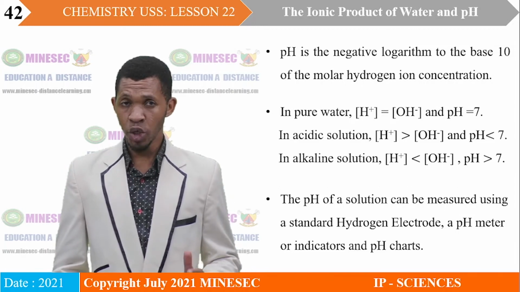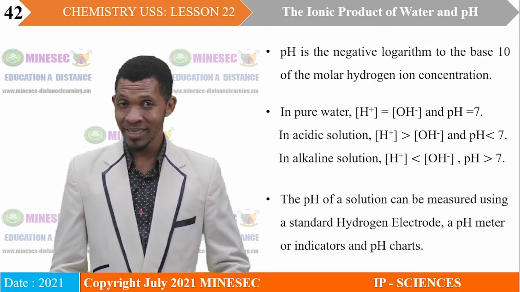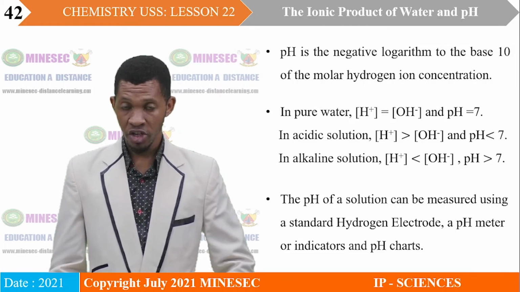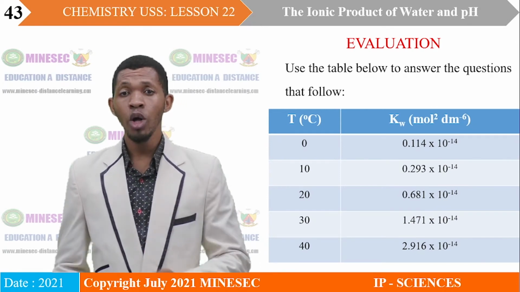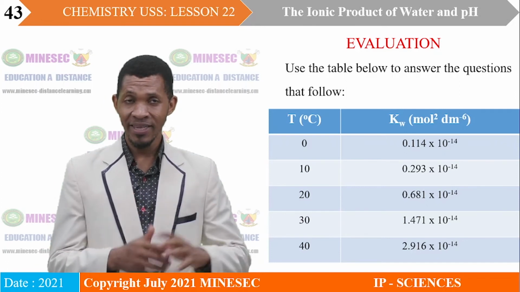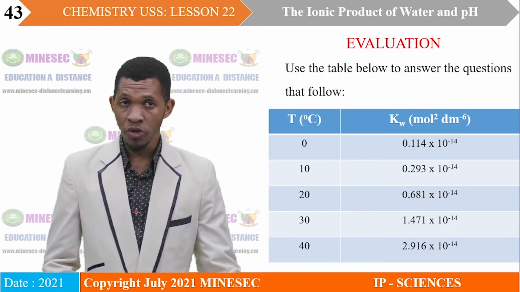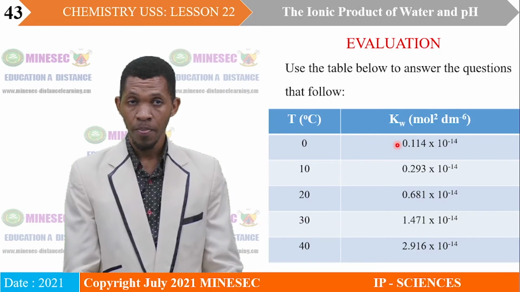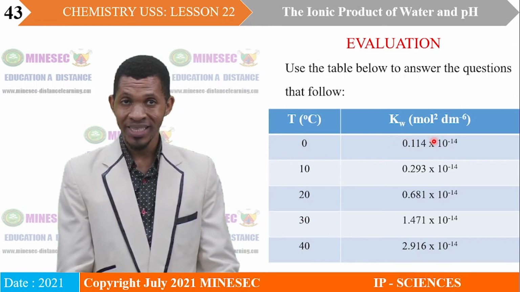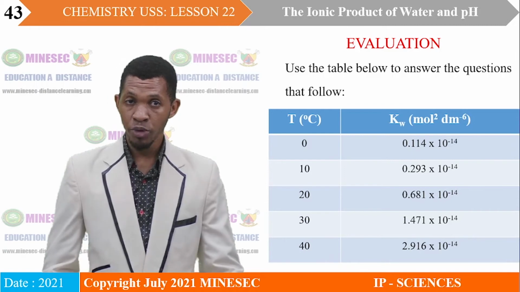The pH of a solution can be measured using the standard hydrogen electrode, pH metal, indicators, and the pH chart. Evaluation. So know how well you will follow this lesson. Answer this question. Use the table below to answer the questions that follow. Now the table contains temperatures in degrees Celsius, and ionic product of water in moles squared dm to the power of -6. Temperature values range from 0 to 40. The corresponding values of ionic product are given.